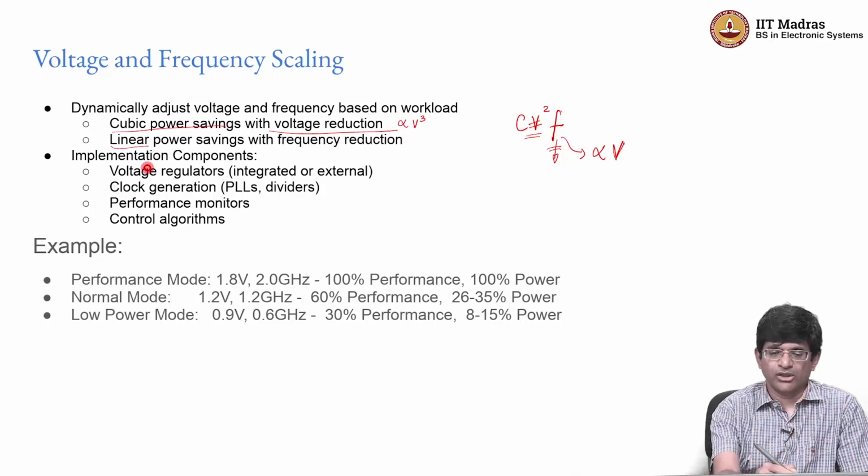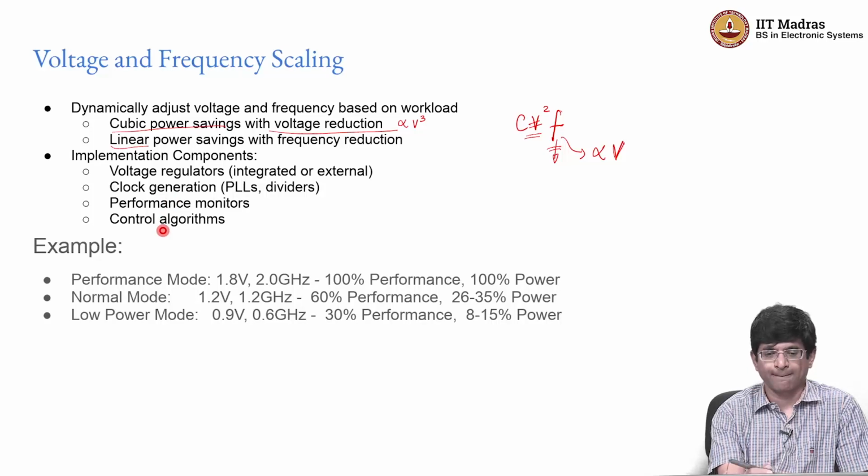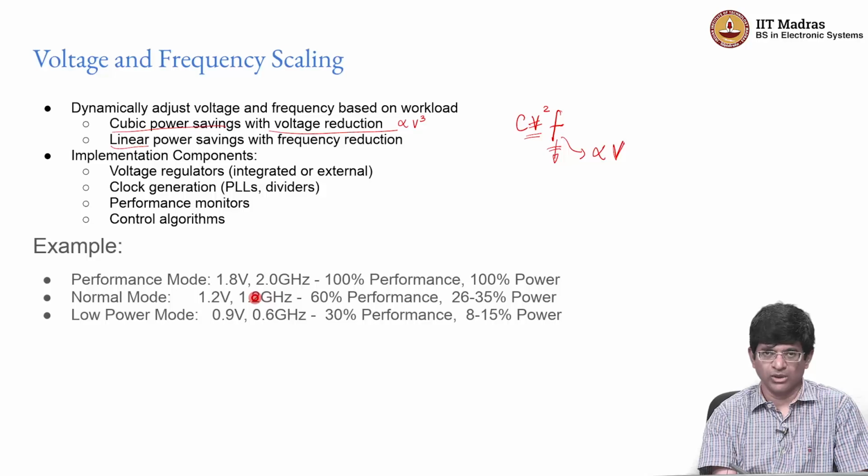In order to do this kind of thing, of course, you need a lot of extra logic and circuitry. You need voltage regulators, clock generators that can generate different frequencies, various kinds of performance monitors, and also the control algorithms, which are either finite state machines or software controlled algorithms that allow us to switch between the different states. Now, the voltage regulators and clock generation are typically mixed signal components because they are the interface between the analog world and the digital world that is being controlled in this way.